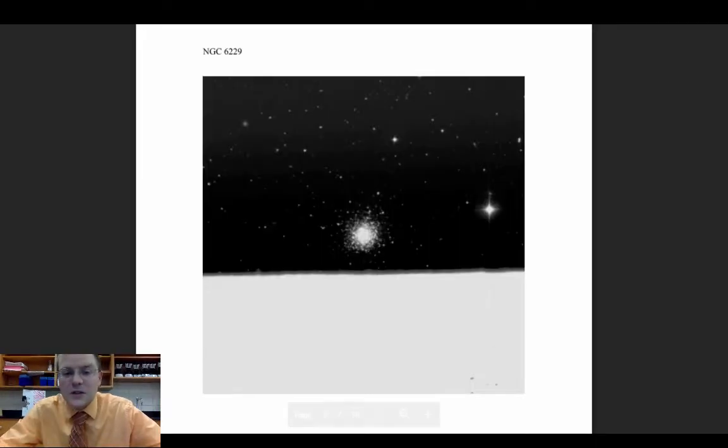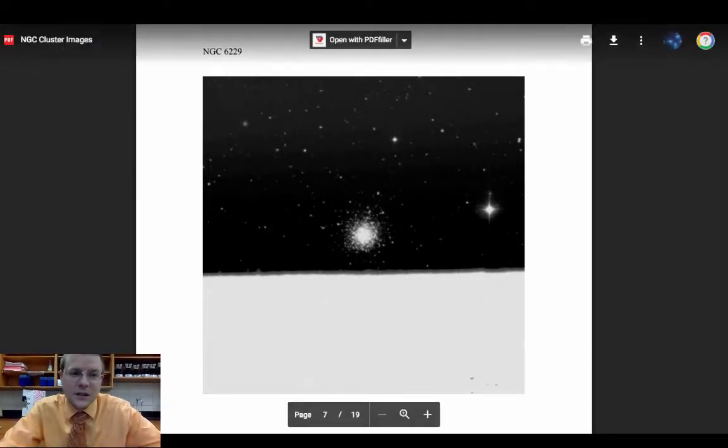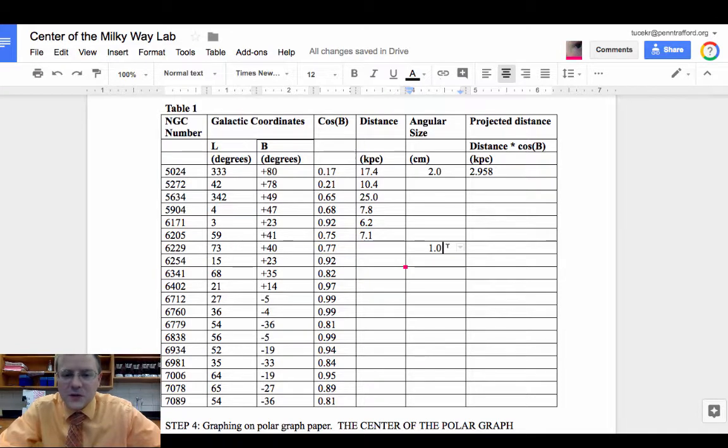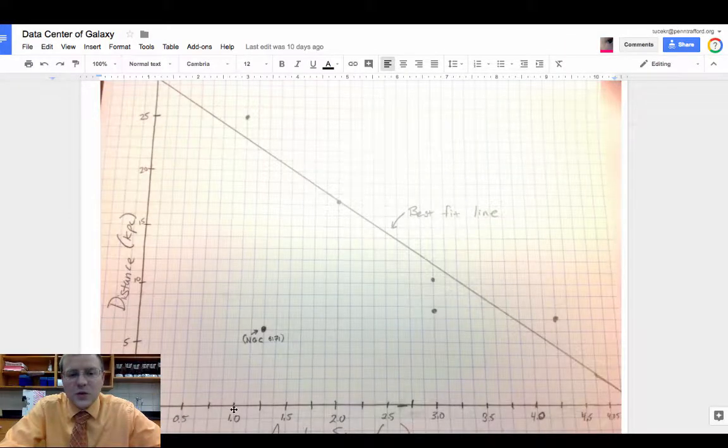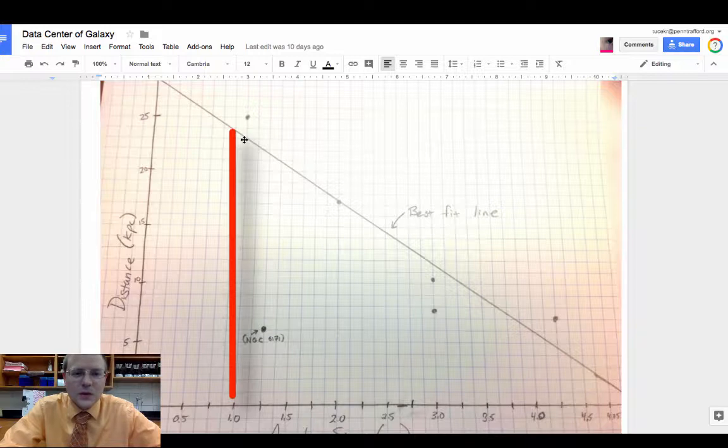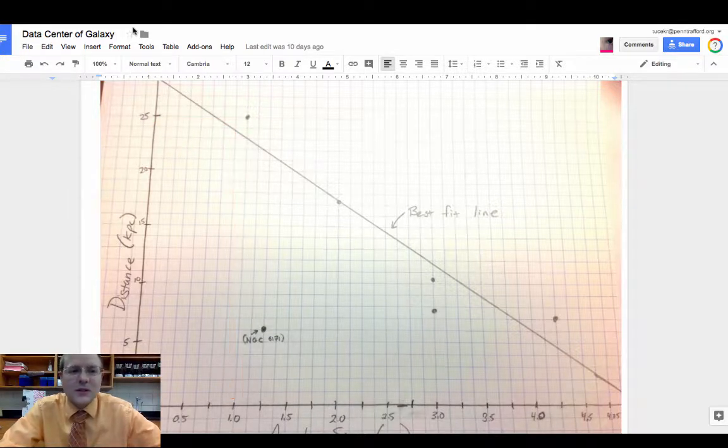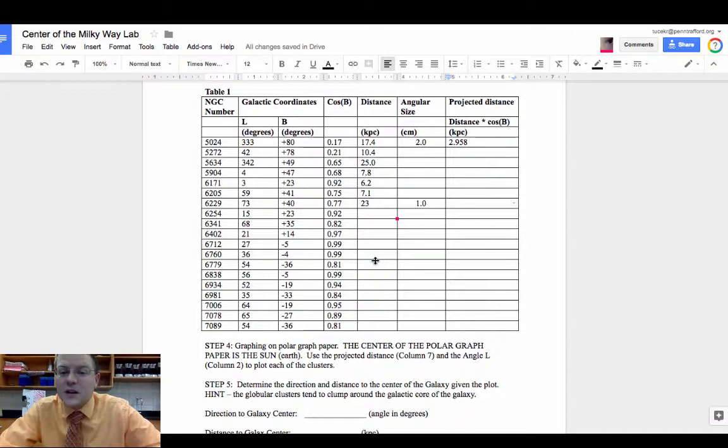So this is the first cluster that actually doesn't have a known distance to it. And if I measure that cluster, I get about 1 centimeter. I'm going to put 1.0 centimeters for my angular size, but I have to use my graph to figure out exactly how far away this is. So I come to the 1.0 centimeter size, I come all the way up to the best fit line, and I say this is about 23 kiloparsecs away. Continue this for the rest of the clusters.